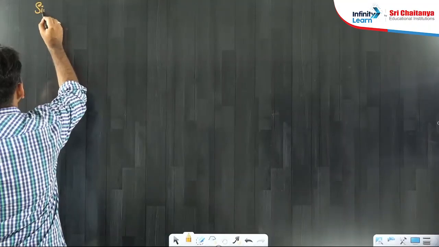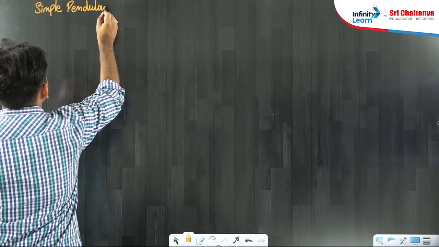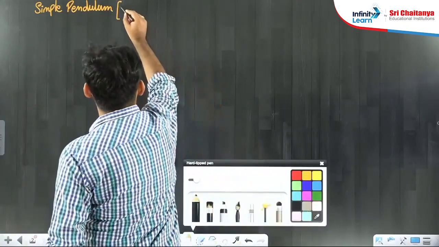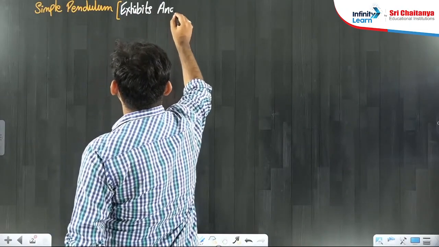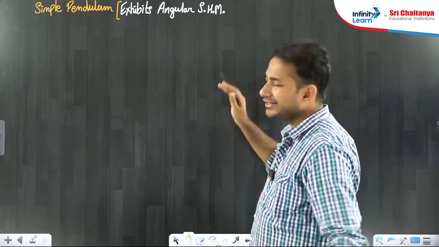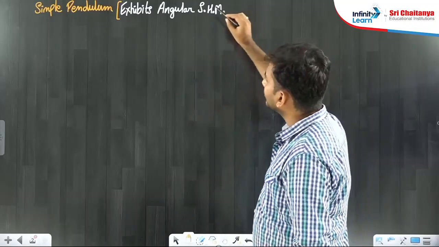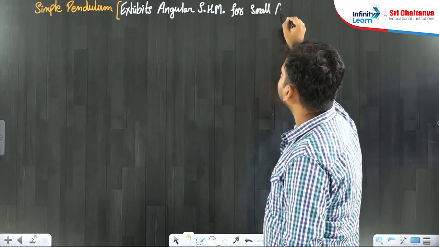So simple pendulum exhibits angular simple harmonic motion. Condition of simple harmonic motion, I have already told you, is that restoring force or restoring torque is directly proportional to, linearly dependent on, the disturbance provided from the mean position. So it exhibits angular SHM for small angular disturbances.